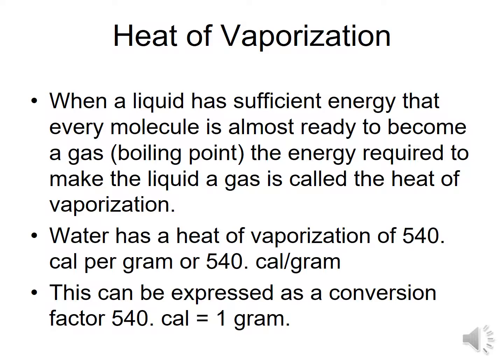Heat of vaporization is the heat that is used to turn a liquid into a gas. When a liquid has sufficient energy that every molecule is almost ready to become a gas, in other words you're at the boiling point, the energy required to make the liquid into a gas is called the heat of vaporization, because you have to break some hydrogen bonding between the molecules. Now, we said earlier water has a heat of fusion of 80 calories per gram. It has a heat of vaporization of 540 calories per gram, which can also be used as a conversion factor.